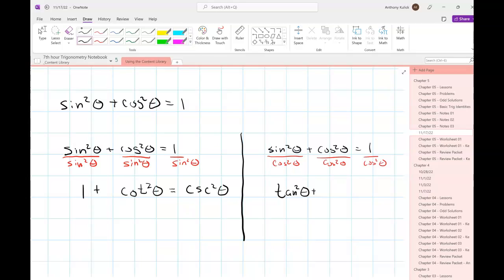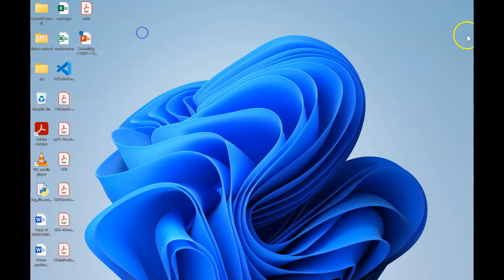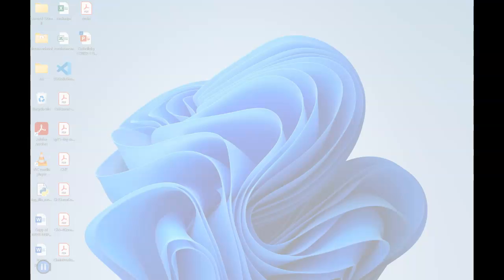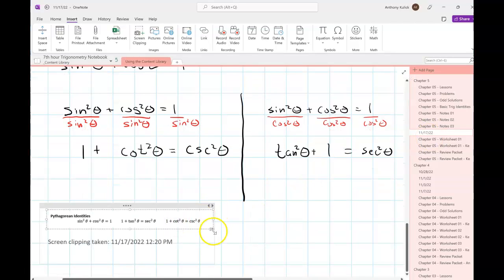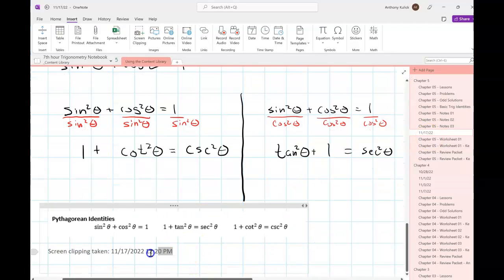Cosine squared theta divided by cosine squared theta is 1. Okay. What is 1 over cosine squared theta going to be? Secant squared theta. Very good. That'll be our third Pythagorean identity. So just go ahead and drop those in there, printed out, or in a nice typed out format, to match with the other stuff that we did.